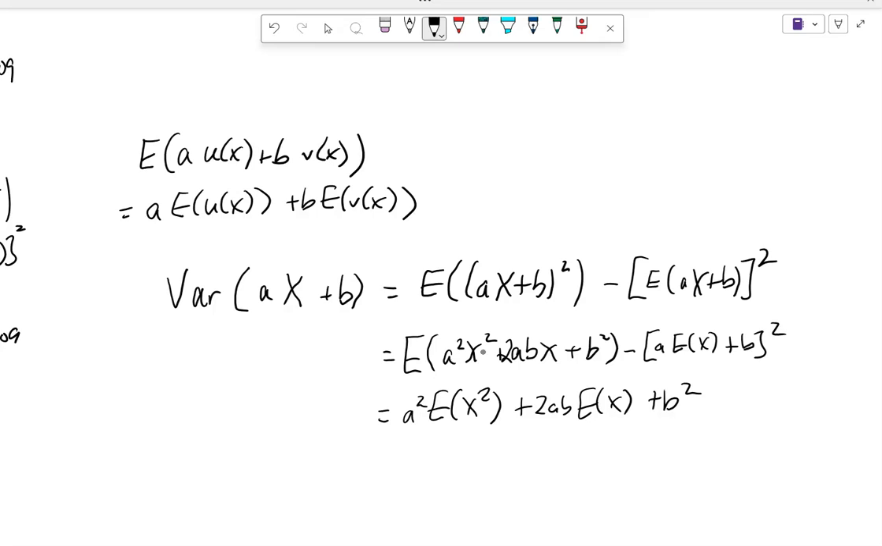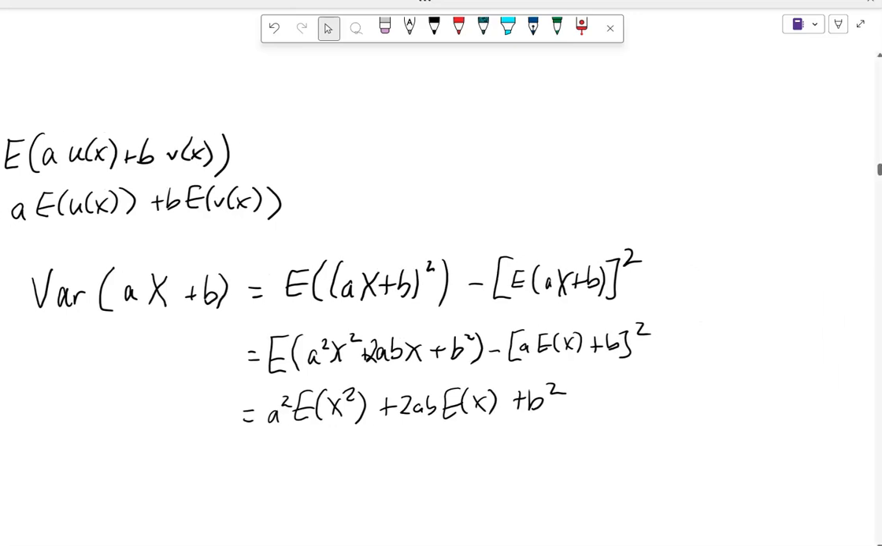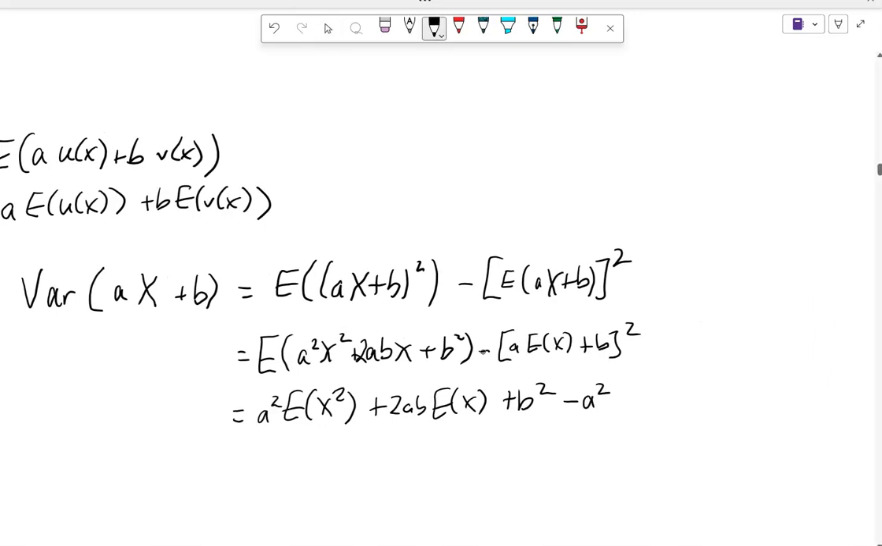So notice that we'll get minus a squared, expected value of x, quantity squared, minus 2ab expected value of x, minus b squared. Notice that when I just squared it in the second case, my expected value of x is playing the role of just the x, right? So it's the exact same distribution. I just take out my x and put in expected value of x instead.